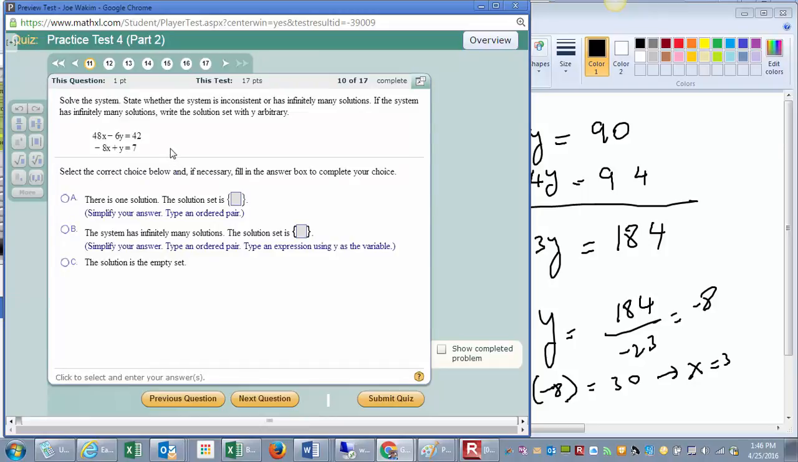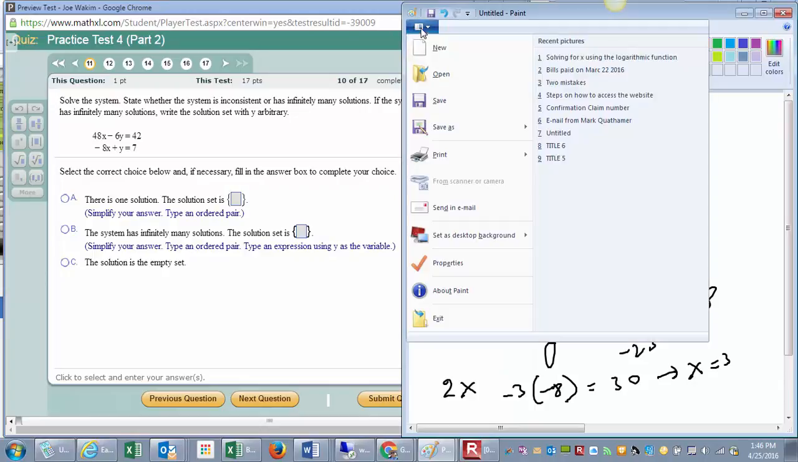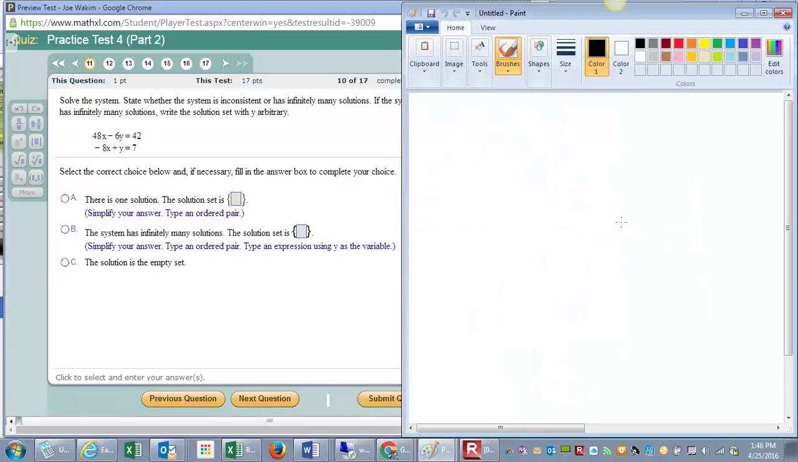Okay, so let's try this one now. We have 48x minus 6y. I think everything is divisible by 6. It would make it much simpler. If you divide 48 by 6, it would be 8. 8 times 6, there, 8x. Divide this one by 6, you get negative y. Divide 42 by 6, you get 7. Here you have negative x plus y equals 7.